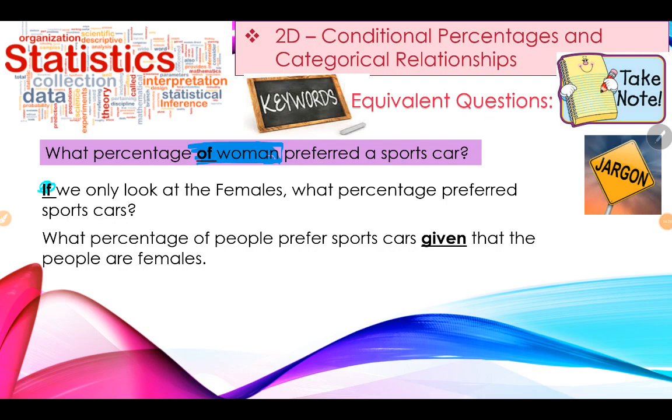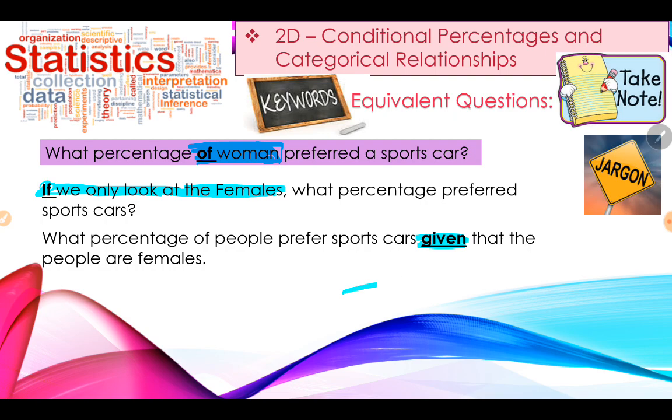Or if I see "if," that means we have a condition. What's the condition? If we're looking only at the females, that means my total, the denominator, is going to be just the number of females. And the last keyword is "given." These three, the word "given" and the word "if," tell me that this is a conditional.